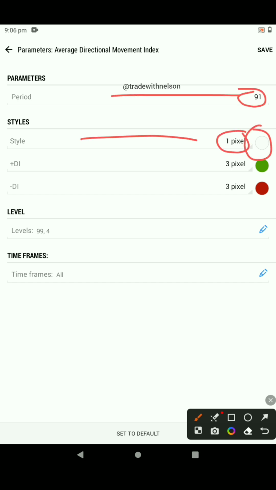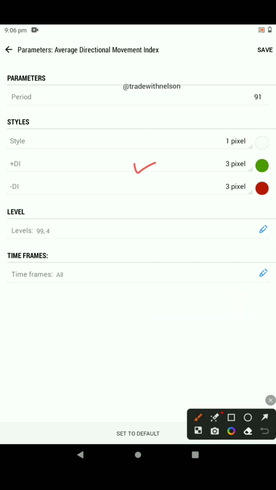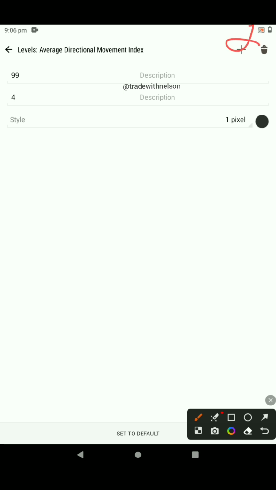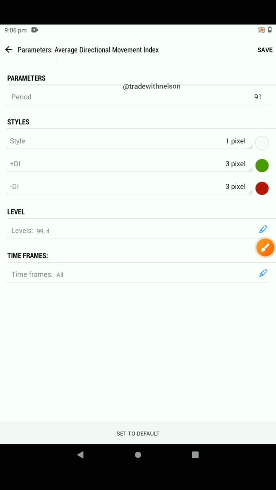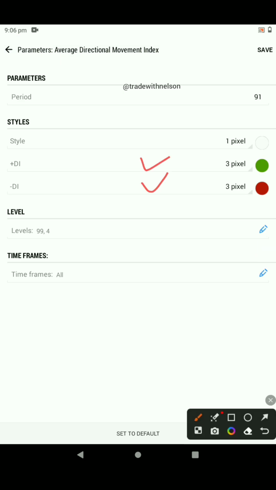background. If your background is black, select black. If it is white, select white. For the positive DI, click on 2 pixel and select color of your choice. Negative DI, click on 3 pixel and select color of your choice. For the levels, click on this pen icon over here. Add level, type 99 and 4. So this level does not really matter. It's not compulsory. The main thing we need is the positive and negative DI. After that, click on save.